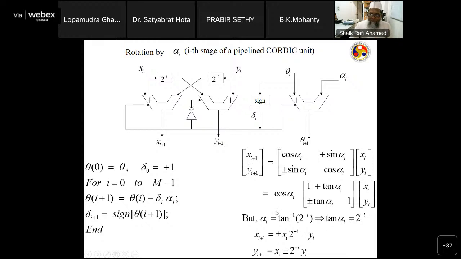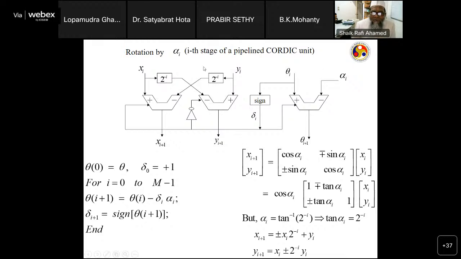Now what happens to this xi plus 1? This is xi plus or minus yi tan alpha i, which is equal to 2 raised to the power of minus i. So this xi plus 1, yi plus 1 can be obtained from xi and yi using just simple shift and add operations. This is an adder or subtractor. Is it clear? So this is an interesting topic. This is the input xi stage, yi stage. The input is alpha i and theta i. The output is xi plus 1, yi plus 1, theta i plus 1. So this can be obtained by using only adder-subtractors and shifters.